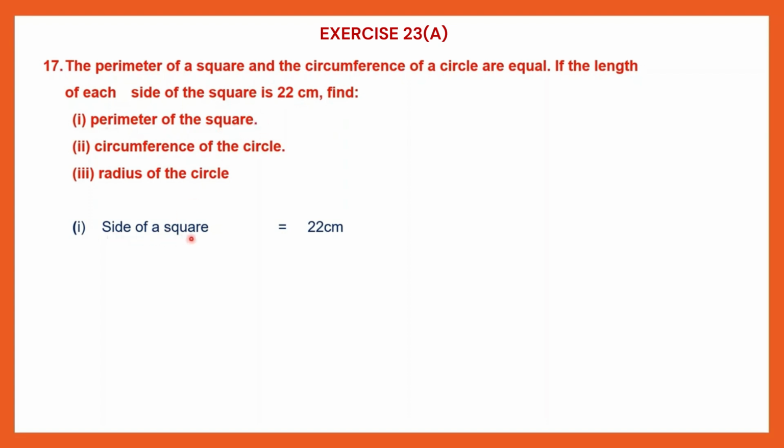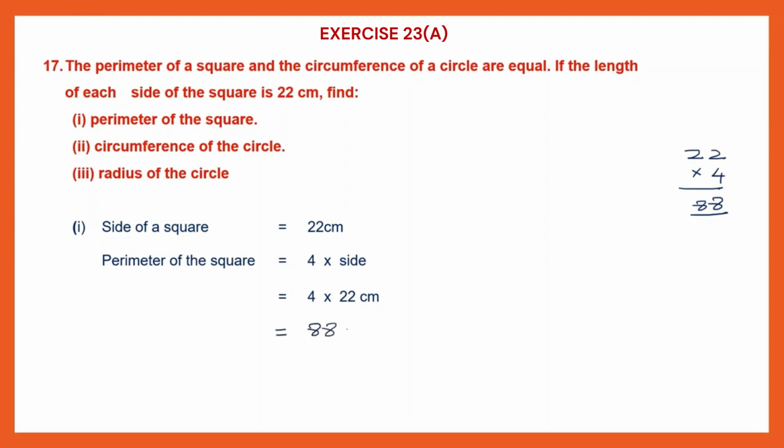So we have the side of a square. Let's find the perimeter of the square. Perimeter of the square is 4 into side, that is 4 into side, which is 22 centimeters. Now let's multiply this, 4 into 22 or 22 into 4. 4 twos are 8, 4 twos are 8. So we have 88 centimeters. So we have found the perimeter to be 88 centimeters.